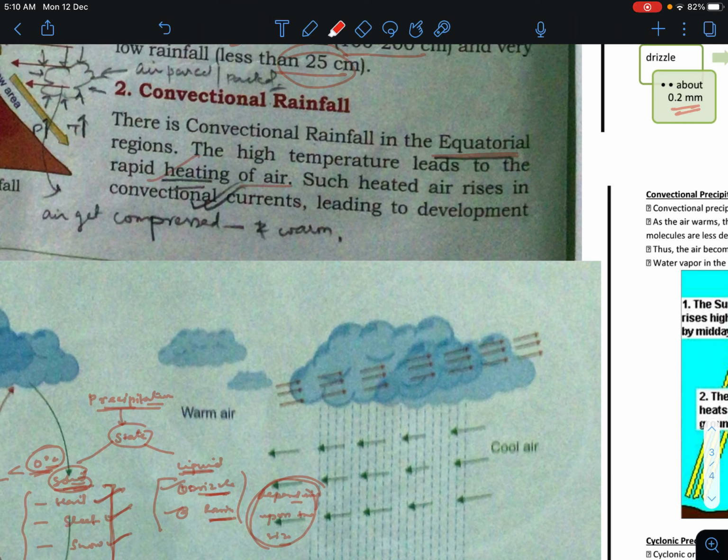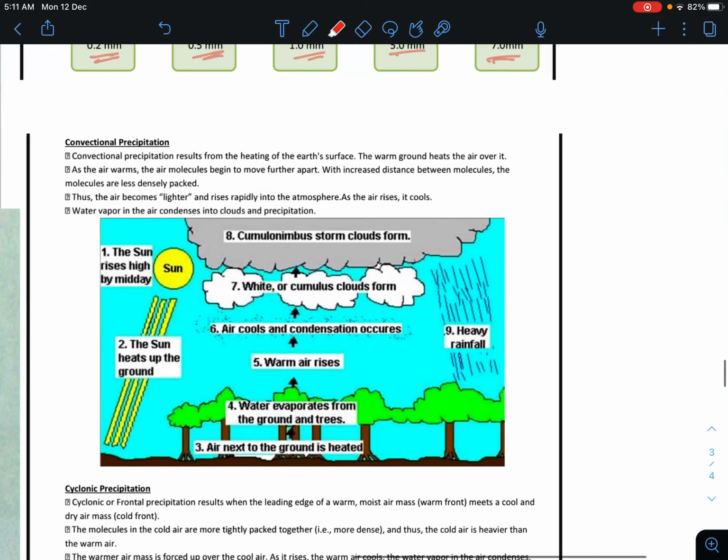Now, what is going to happen in the equatorial region? The temperature is going to be high. Why? Because the sun's rays, or you can say the sunlight, is throughout the year. So in this case the temperature is high, leads to rapid heating of air, and such heated air rises in convectional currents. Look at this diagram.